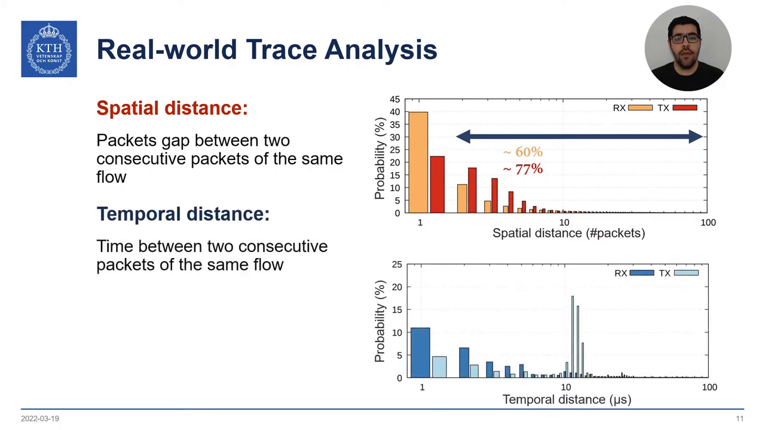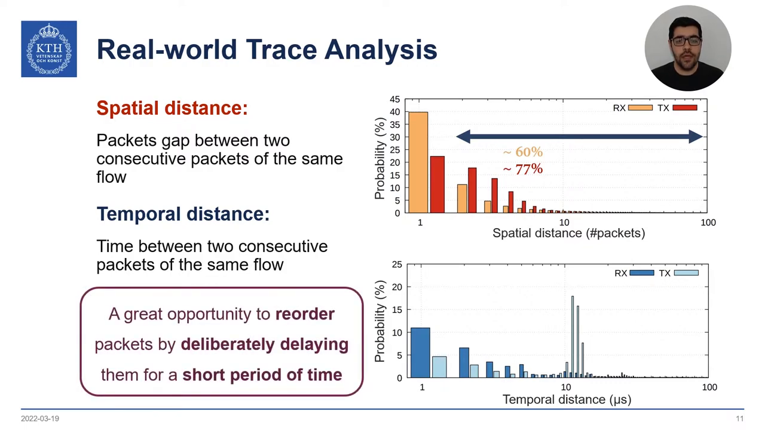Additionally, we define temporal distance as the time between two consecutive packets of the same flow. And as you can see in the second figure, the temporal distance between two consecutive packets of the same flow is usually smaller than a few tens of microseconds. Combining these two results, we were convinced that there is a great chance to increase packet locality by delaying packets for only a short period of time and then reordering them per flow.